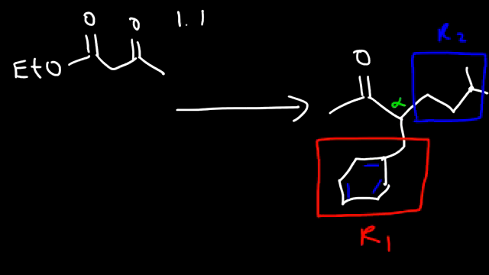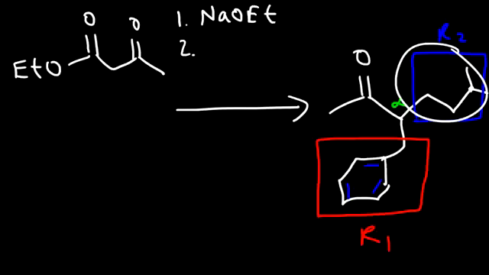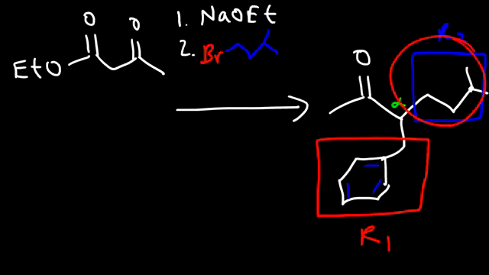So the first step, as always, is the use of the base sodium ethoxide. Now, in this second step, we need to add one of the R groups. So I'm going to choose this one. So I'm going to redraw it in blue. And then instead of attaching it to the alpha carbon, we're going to attach it to a bromine atom. And so that will give us this R group, as you can see.